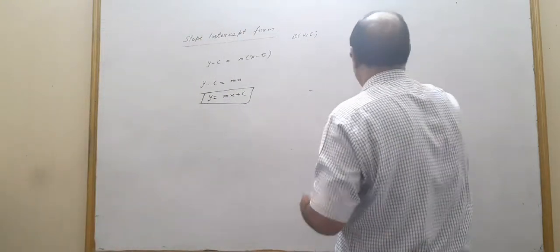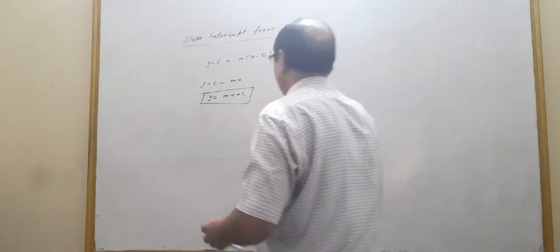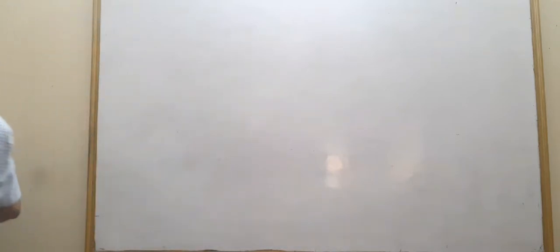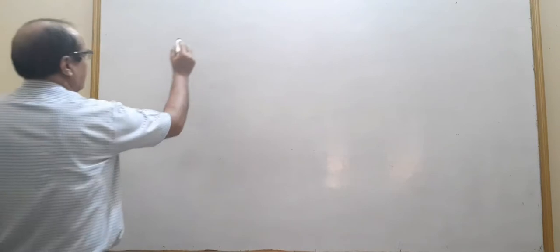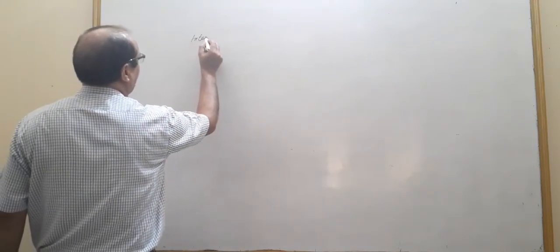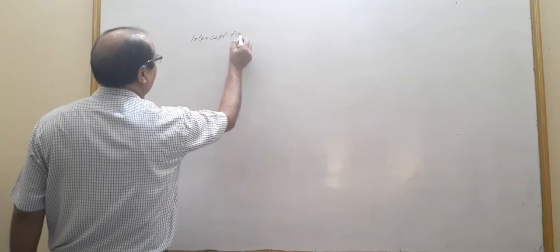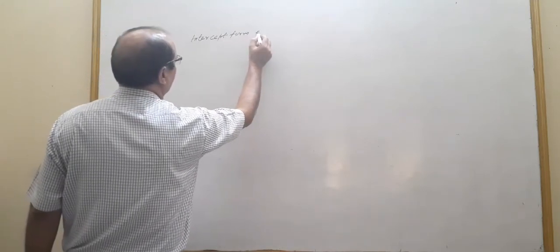So students, remember these formulas to solve different types of problems. So this is the slope intercept form of line. After the slope intercept form, we have the intercept form of line.